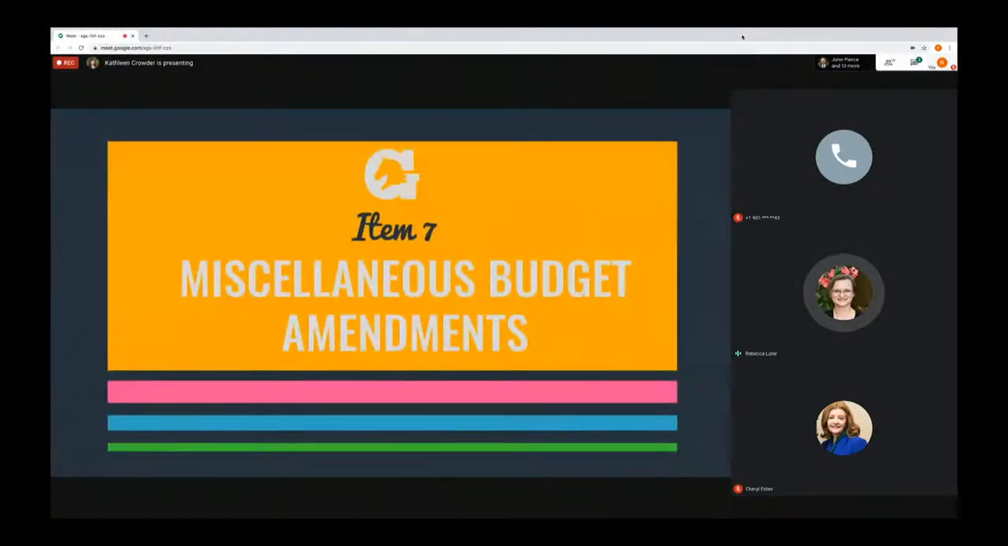Item number 7 is GMSD fiscal year 2019-20 miscellaneous budget amendments numbers 18, 19, and 20.